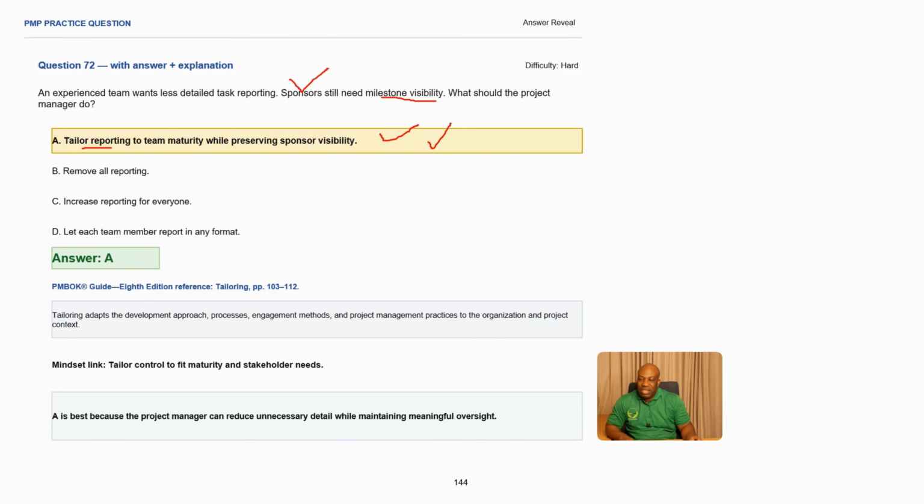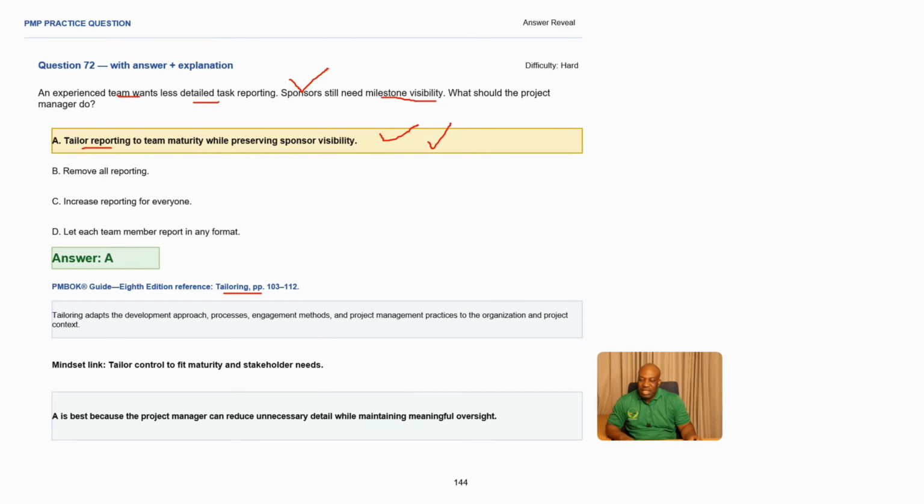And also in terms of tailoring, you have experienced team members. They don't want these detailed tasks for reporting, okay? So tailoring is the best here. It will satisfy both the team and also the sponsor. And our reference to the PM book is tailoring, which is on page 103 to page 112.